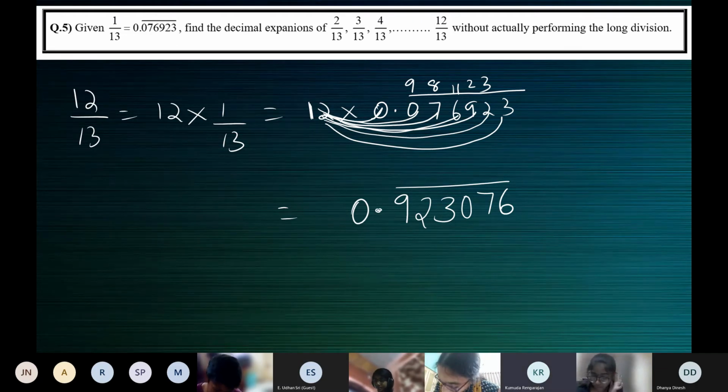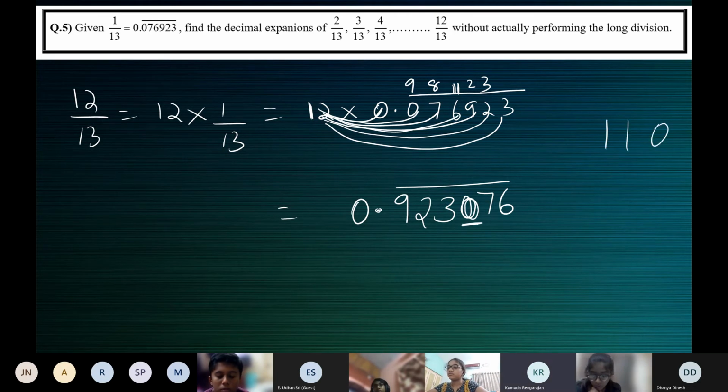So this is what you will get even if you perform the long division. So when we got 110, children, you must write 0 and carry over 11. When we got three digits, you should write only one digit here. You must write 0 here and carry over 11. See here, 11 carried over.